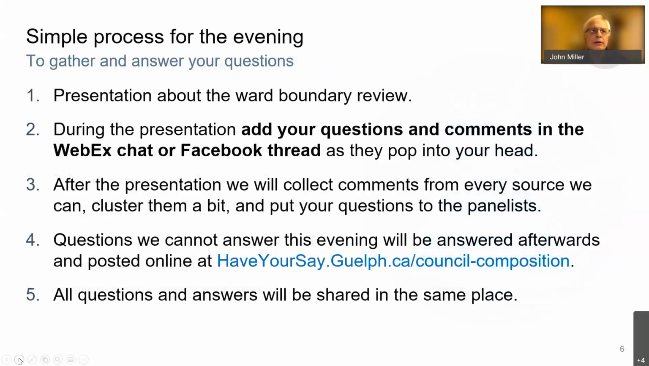The structure of the evening, as I just mentioned, is that there's a presentation, you add your questions and comments, we collect them, and we answer them. Another interesting thing is that we're going to theme all of your questions slightly and put them on this website called haveyoursay.guelph.ca. We're going to put your questions and the answers on that website too. And not just from this evening's sessions, but you can go there and ask more questions and get answers. So all of this questioning and answering will be held on that website as well as other features.